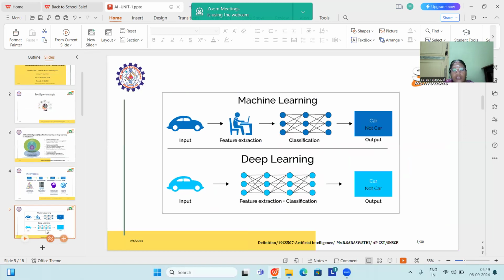Machine learning. In this machine learning, the input is a car. We have to extract the features. There is feature extraction. What is the type of car? What's the color? How to sit the car? How to sit the table? These are the different types of features. According to those features, we have to classify the features and then produce the output. Another example is deep learning, where the feature extraction and classification can be done, and then we can produce the output.